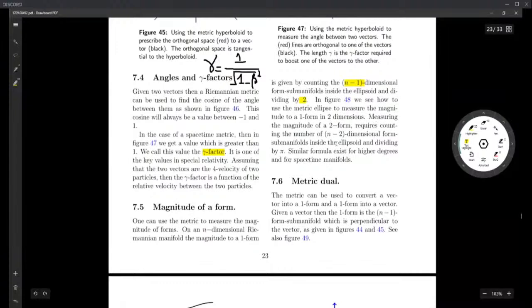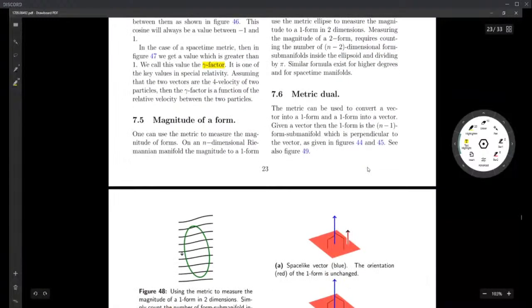And again, it varies the higher up you go. If you want to measure the magnitude of a 2 form, then you place an n-dimensional manifold on the 2 form, and you do n minus 2 by pi, and you'll get the magnitude. So again, you have more and more formulas, but let's not go into that. Let's not get lost there.